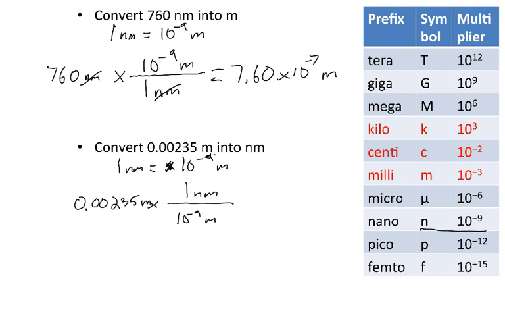Right? So to finish this problem off, our meters will cancel. I'm left with nanometers, and when I multiply that out, I get 2.35 times 10 to the 6 nanometers. All right, to finish this video up, let's do 2 more examples on the next slide.